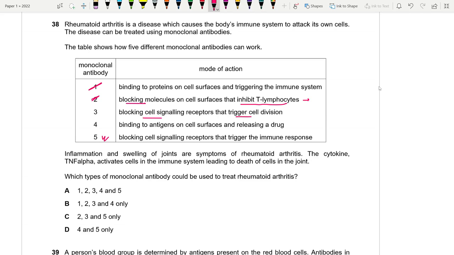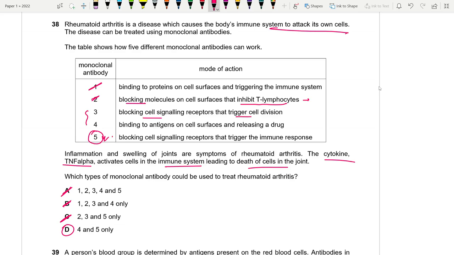Five is clearly a good option because the problem is the cytokine TNF-alpha, which activates the immune system, leading to a death of the cells in the joint. We attack our own cells in RA. So five is correct for sure. I need five, because if we block the cell signals that trigger the immune response, an immune response will not be generated. And I told you that one and two won't be accepted. So the answer is D.